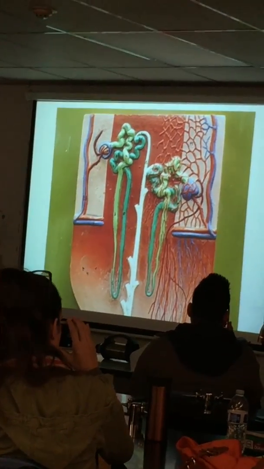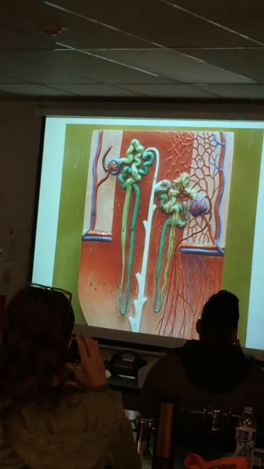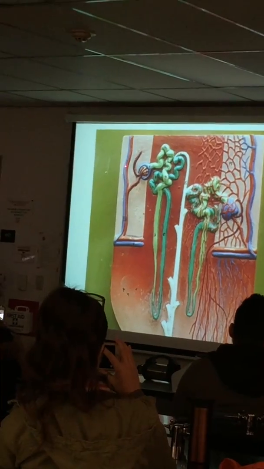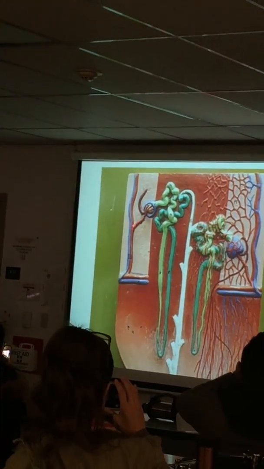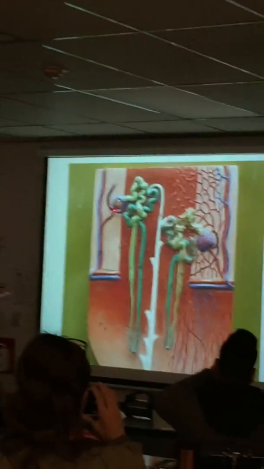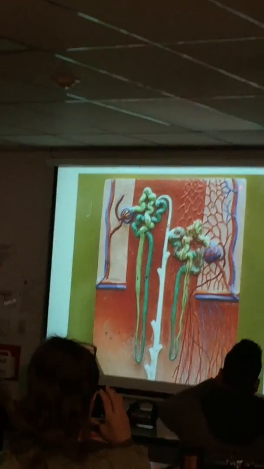Different model of the same thing. And arcuate, interlobular, is that afferent or efferent? The afferent is the one that's a direct branch off. The efferent one will go to the peritubular capillaries.